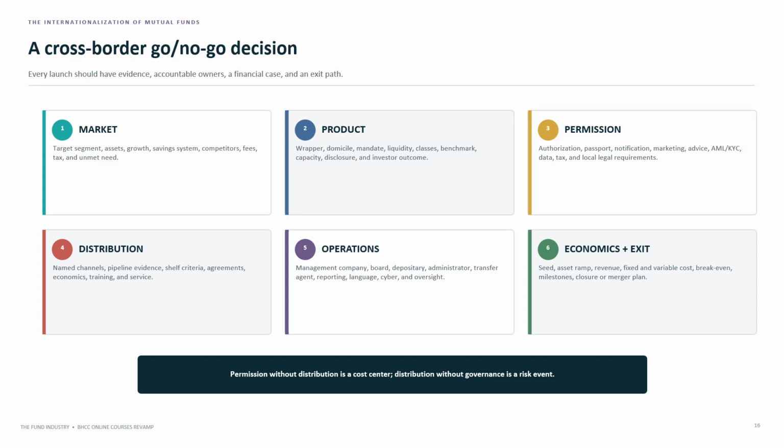Third, permission. Map authorization, passporting, notification, marketing, advice, AML and KYC, data, tax, and local legal requirements. Fourth, distribution. Identify named channels, pipeline evidence, shelf criteria, agreements, compensation, training, service, and the people responsible for relationships. Fifth, operations. Confirm the management company, board, depositary, administrator, transfer agent, reporting, language, cyber, data, and delegate oversight.